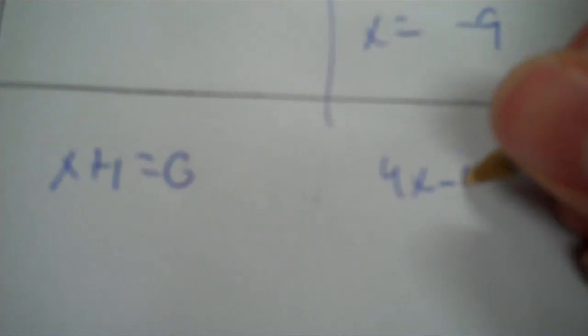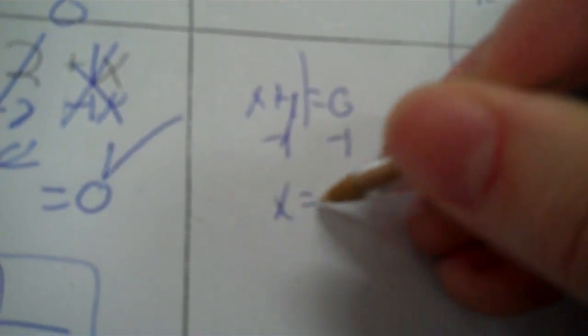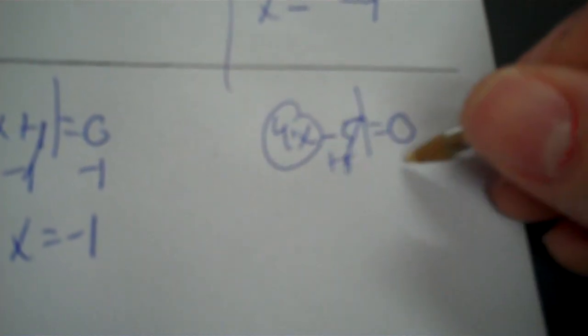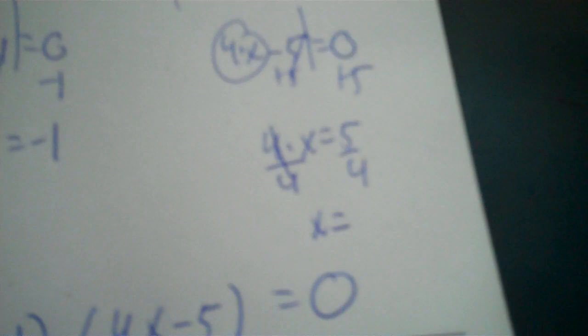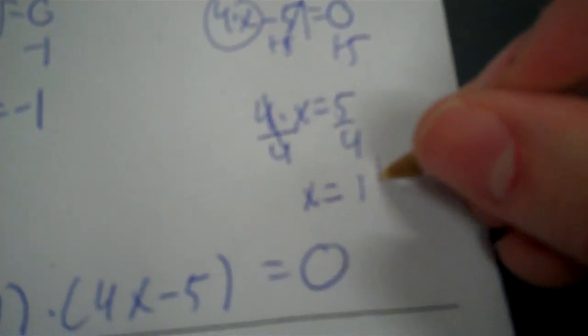Okay, so x plus 1 could equal 0. 4x minus 5 could equal 0. X would equal negative 1, because there's 2 answers. Then you have to divide by 4. You add the 5 first. Okay, 5 divided by 4 is 1.25. You can write 1.25, or you can divide 5 by 4 and go 1 and 1/4. You could also just leave it 5 over 4. Doesn't matter to me.